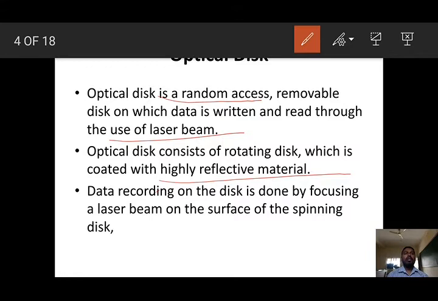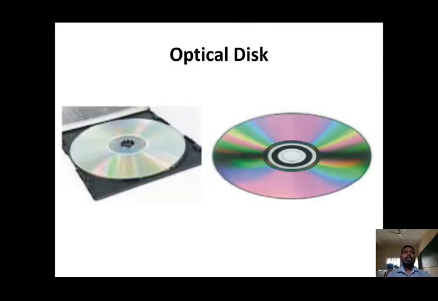Data recording on the disk is done by focusing a laser beam on the surface of the spinning disk. So, dear students, whenever you insert the optical disk, it will be spinning, which means rotating. During the rotating time, the laser beam will be focused on the optical disk. This is the method by which data is recorded on the optical disk. Understand? Examples of optical disk are CD-ROM, DVD, and Blu-ray.